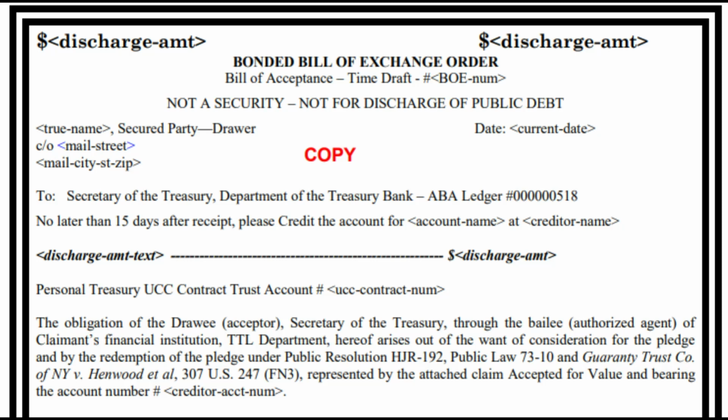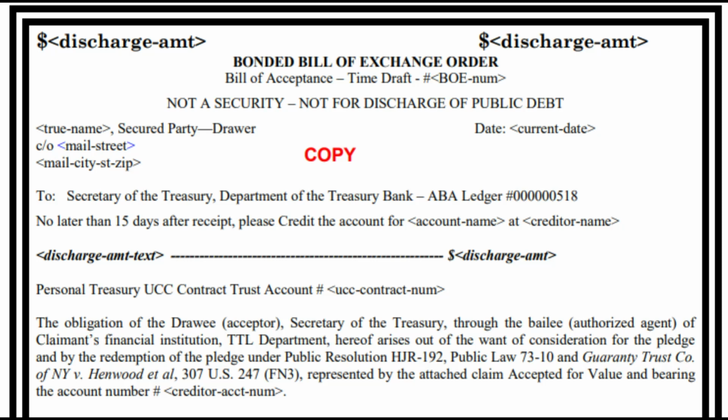The obligation of the drawee, acceptor, security of the Treasury through the bailee, which is going to be the person that works at the TTL department. Treasury Tax and Loan Department is going to be the bailee, the authorized agent of the claimant's financial institution, right? And these are usually private contractors doing things like this as well. So it's not usually part of the actual bank, but maybe a private contractor working with them in the TTL department.